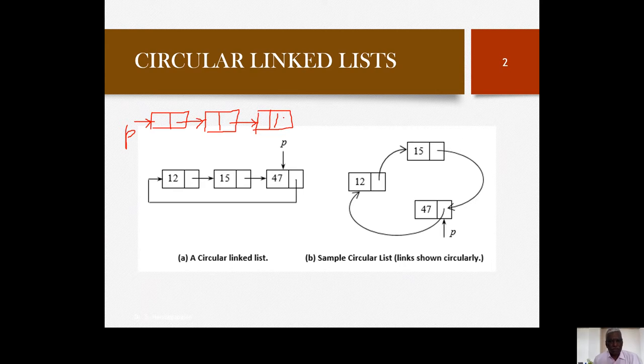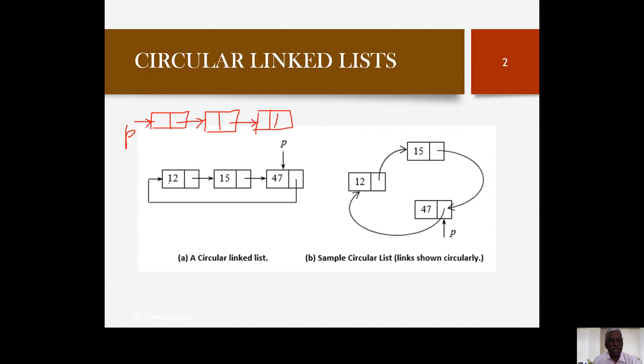However, in the case of a circular list, you can see here the so-called last node. Actually, in the circular list, we will not have the concept of the first or the last node, unlike your singly linked list. In the singly linked list, the first node is pointed to by P and the link field of the last node is null. So it's a clear-cut distinction between the first and the last node.